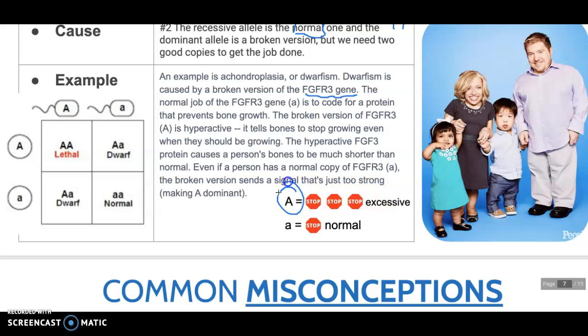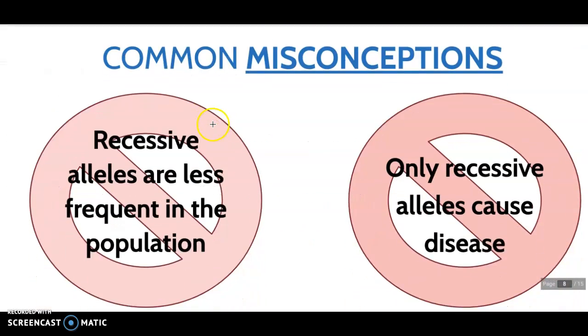which makes it dominant. So this is actually kind of an example of how the reverse can be true, how the normal coding protein is actually the recessive one. So if you have even one allele that's dominant here, it will get the different version of the trait.